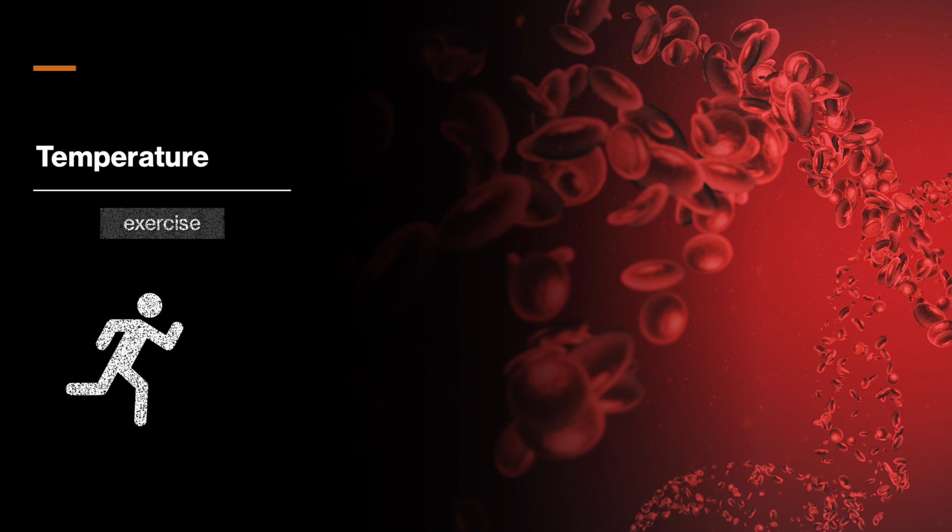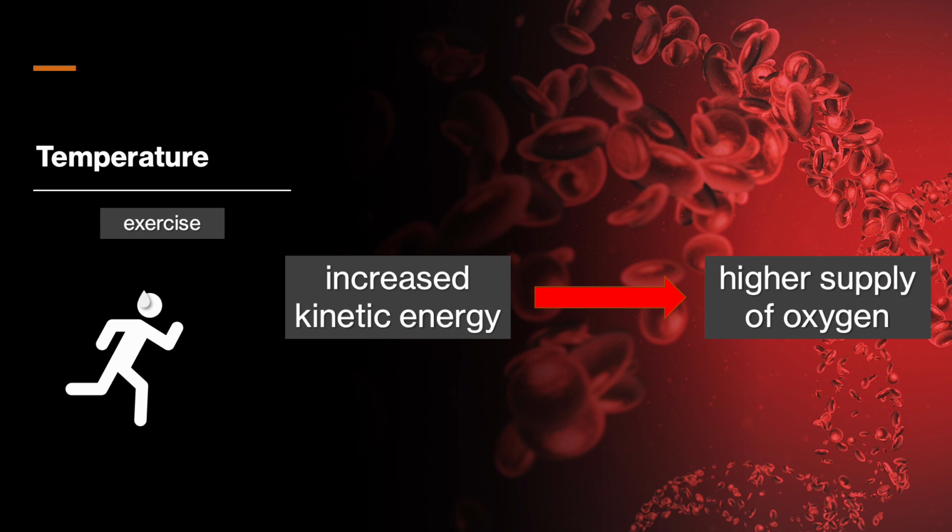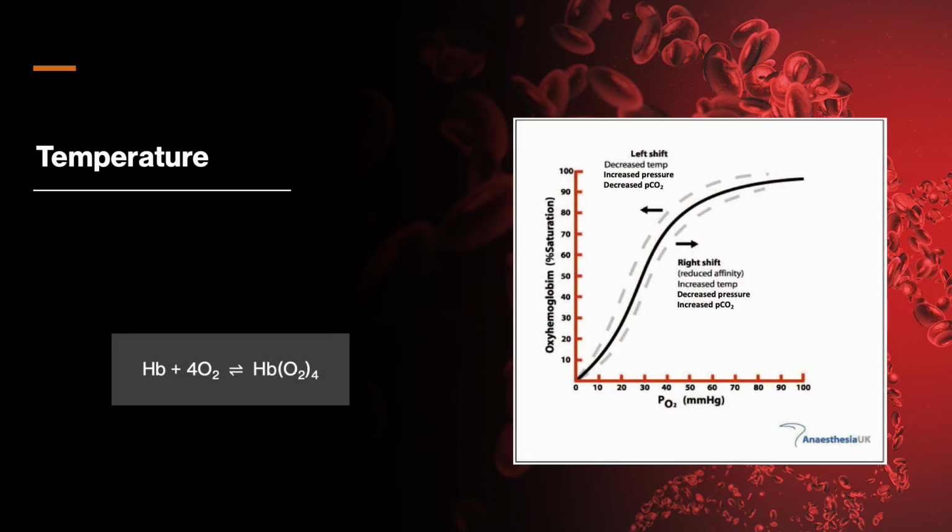When we exercise, our cells and tissues work harder, requiring a high supply of oxygen. Our body temperature rises from the increased kinetic energy, which, according to Le Chatelier's principle, shifts the haemoglobin-oxygen dissociation graph to the right and the reaction to the left, therefore reducing the affinity of oxygen as the presence of reactants increases.